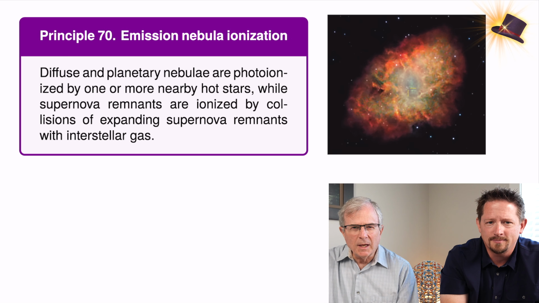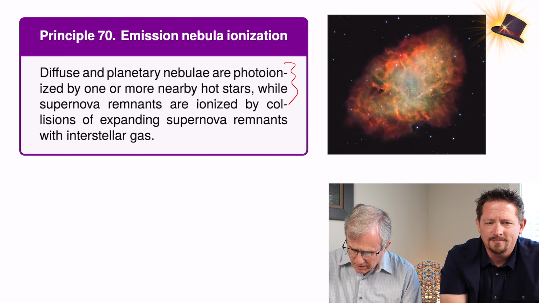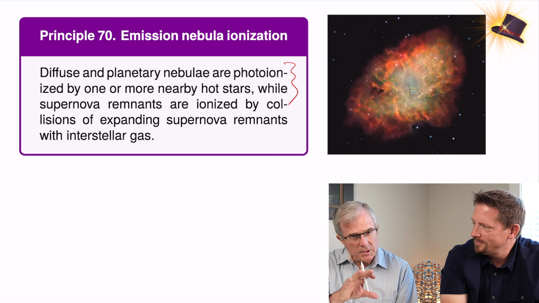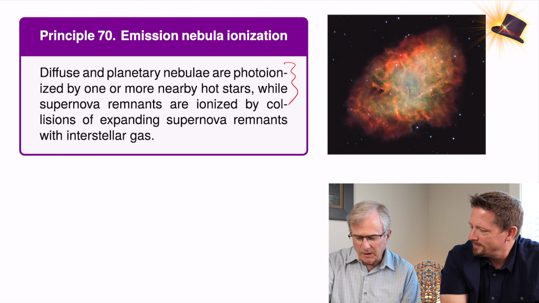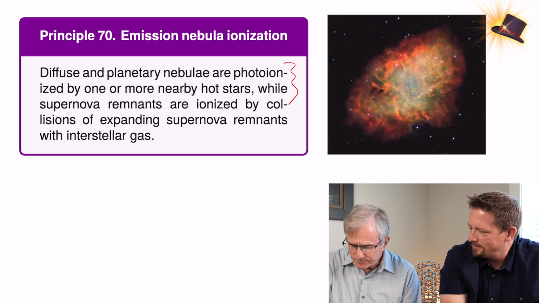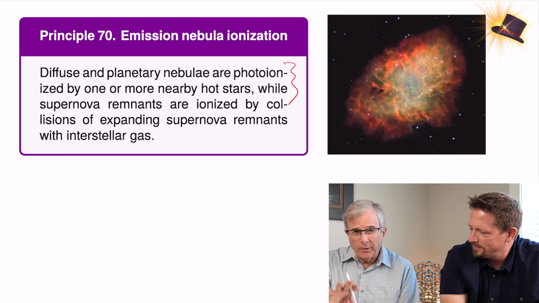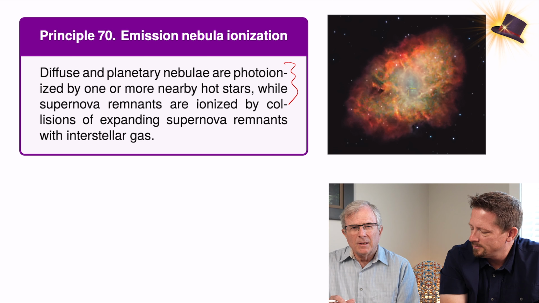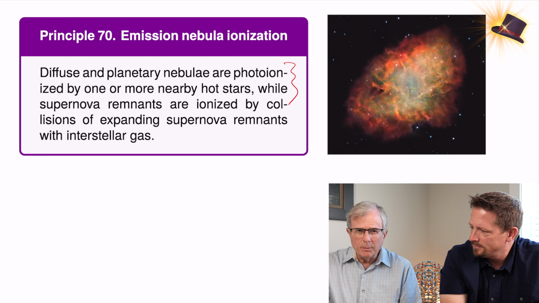We talked about this in the last video, and we talked in detail about the photoionization of diffuse nebulae such as the Orion Nebula and planetary nebulae such as the Ring Nebula. And now we want to focus on the ionization of supernova remnants. And this is caused by collisions between the expanding supernova remnants and the interstellar gas.